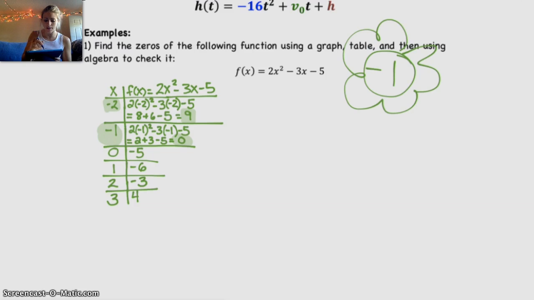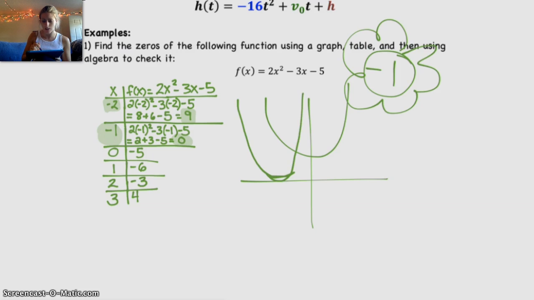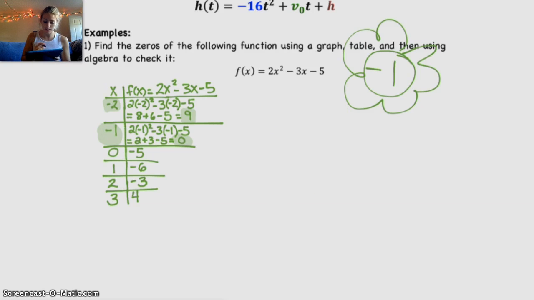So, right, a parabola that has no x-intercepts looks like that. One that has 1 x-intercept just touches the x-axis. And then if it goes all the way through, it has 2. So in this case, right, we can graph it, and we can find the zeros. -2, 9 is somewhere there. I'm doing this totally approximate. -1, 0, 0, -5, 1, -6, 2, -3, and 3, 4.